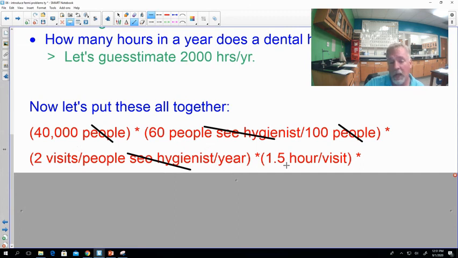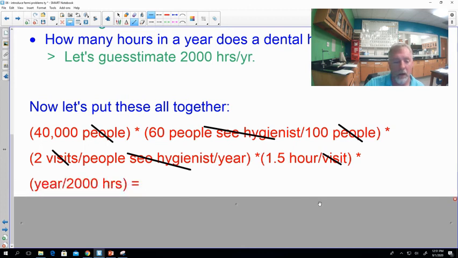Now, how long does each visit take? 1.5 hours per visit. So here we have visits in the numerator and visits in the denominator. So now we're setting those up right. And finally, how many hours does a given hygienist work in a year? We're going to take the hours from here, and they're going to cancel out the hours from here. So now a hygienist works 2,000 hours per year. So I'm going to cross out that year here and that year here. All of our units have canceled out.